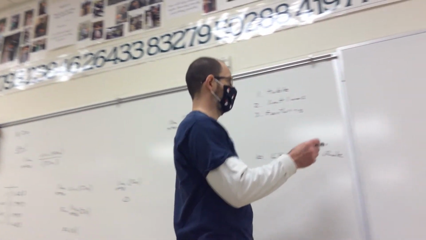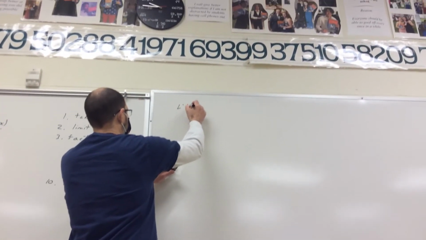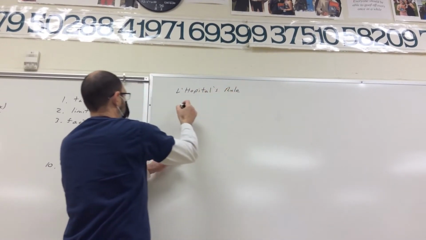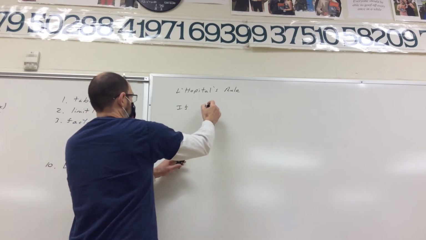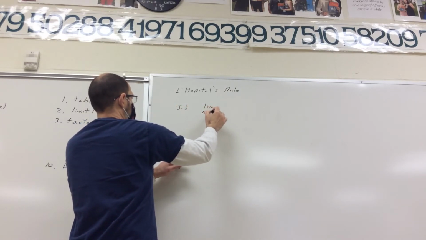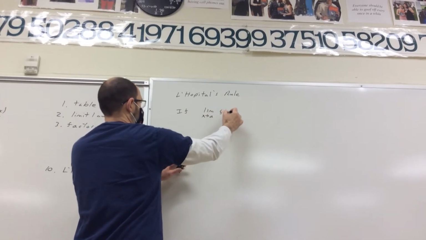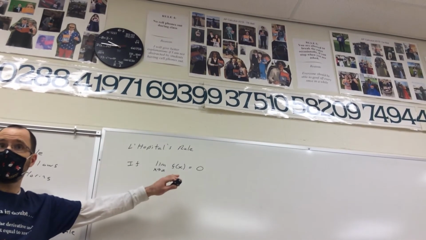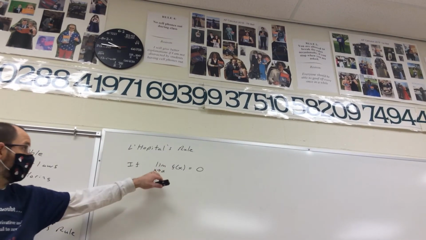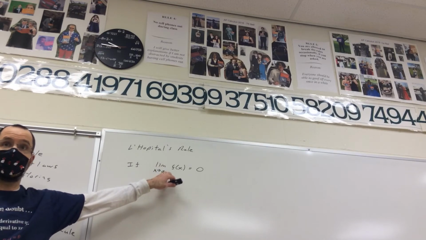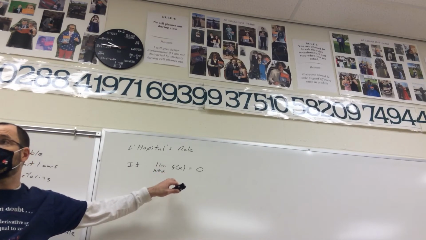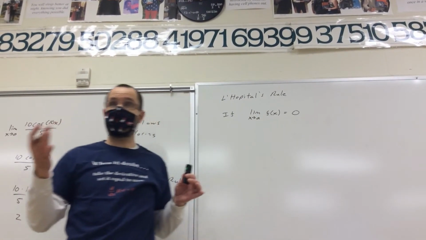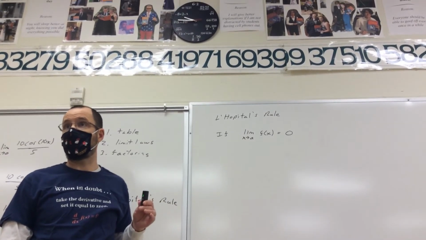Okay, so now let me write out L'Hopital's rule formally for you. It says, if the limit of the top equals 0. So a couple things to note here. X doesn't have to be going to 0. It could be going to 2 or 3 or 4. In this example, X was going to 0. But it doesn't have to be a limit towards 0 for L'Hopital's rule to apply.